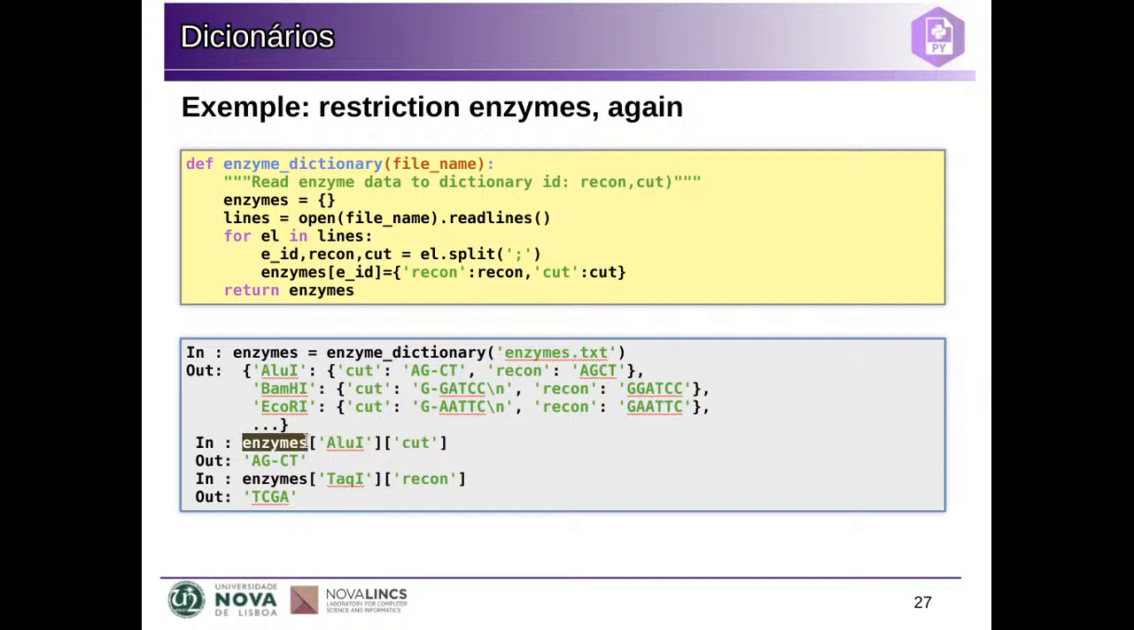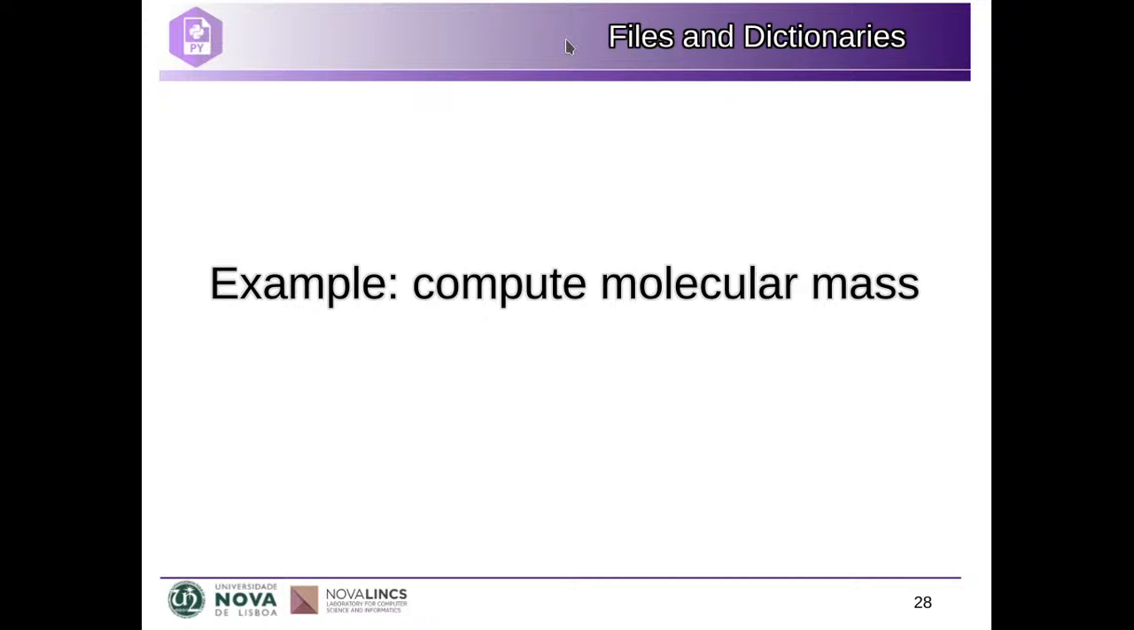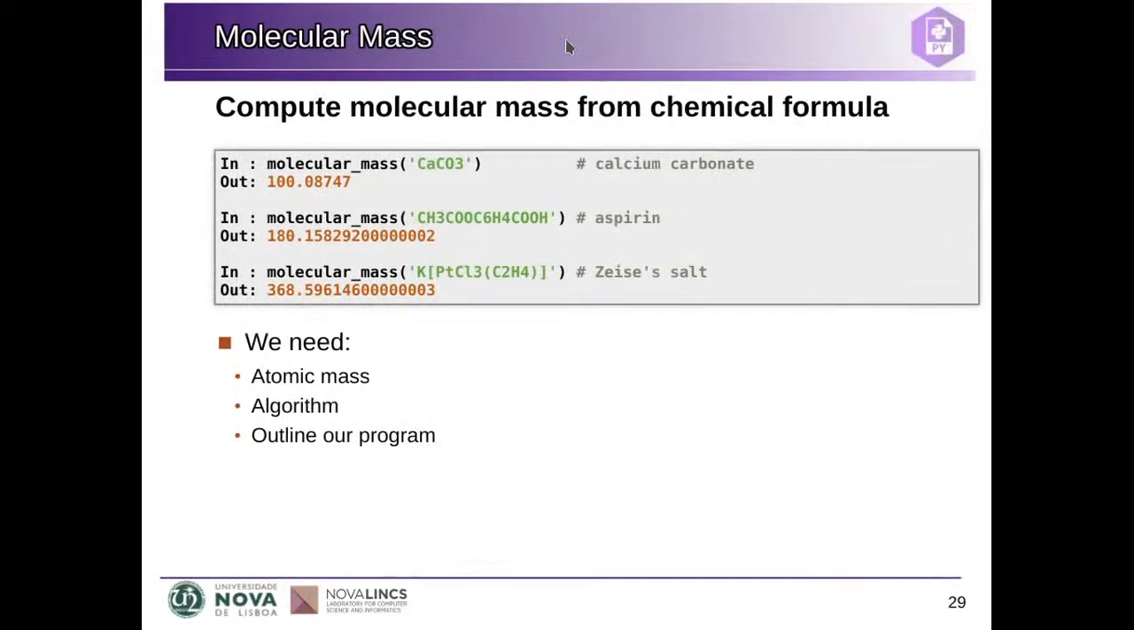And if we want to find, for example, the cutting point of ALU1, we can say from the enzymes dictionary, get me the entry for ALU1, and then for that one, we get the entry for the cutting point. And this will give us the information that we have there. And so forth, we can do this for any enzyme and for any attribute there. So this makes it easier to avoid mistakes because we can specify in a more readable way what we want at each stage. So let's see an example of using this to compute molecular mass.